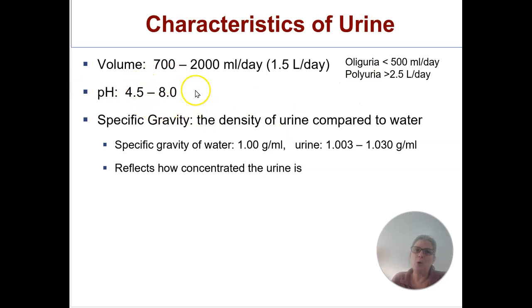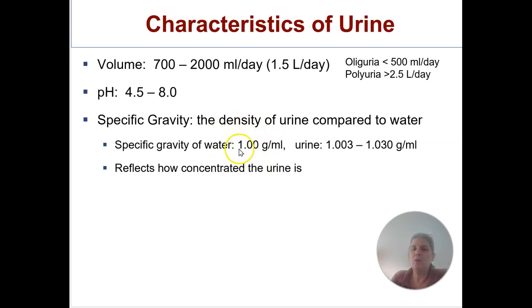If you eat a more plant-based diet, they tend to be more alkaline foods, so your urine might be a little more alkaline. If you have a really high protein diet, it might be a little acidic. And the specific gravity is just looking at the density of urine compared to water.